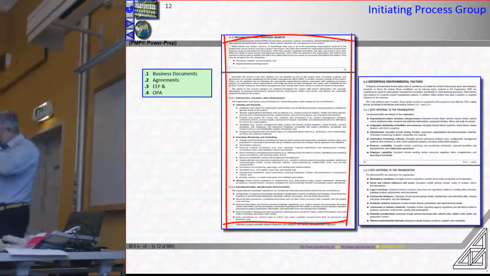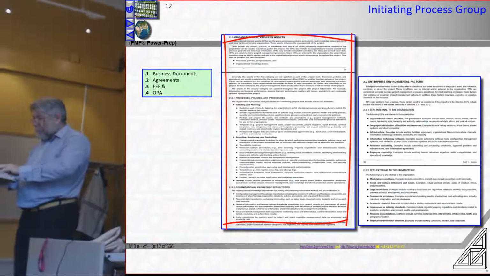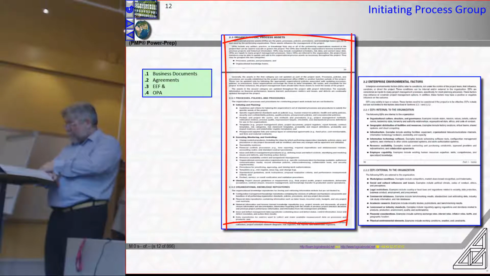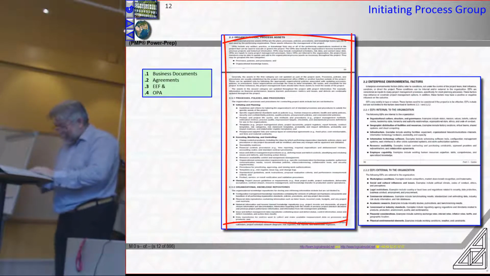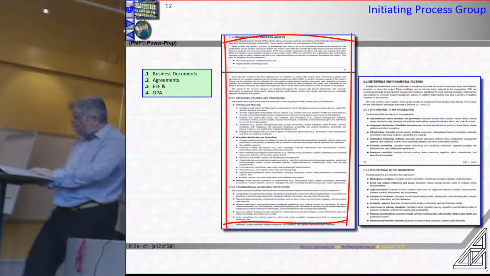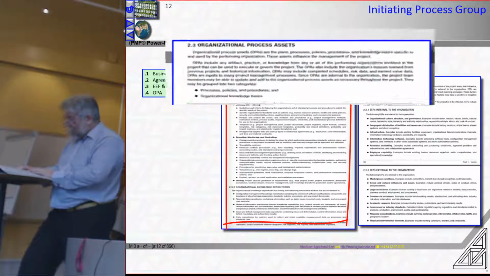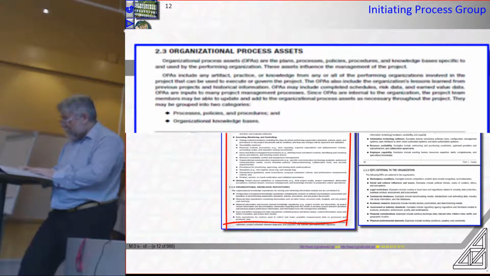So now we should look at section 2.3. Who can find 2.3? Yes, it was a trick question, it's on the same page. So we see here the organisational process assets, and here is spelt A-R-E, because there's more than one of them.